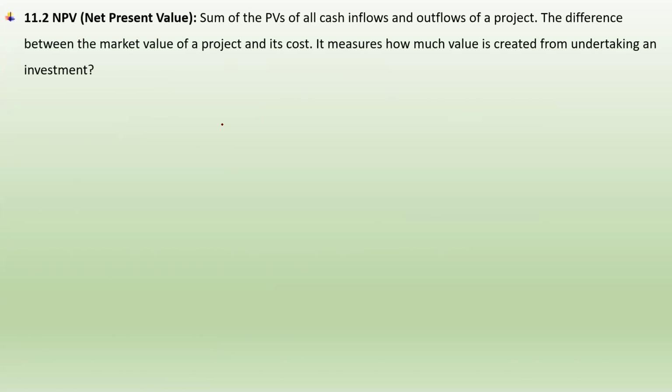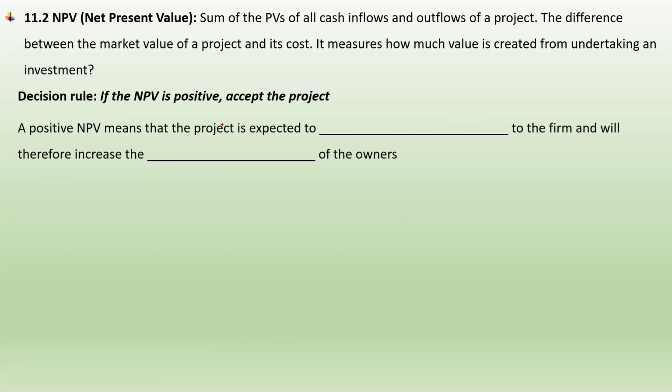So, okay, let's focus on NPV first. NPV, the full name is net present value. It's the sum of the present value of all cash inflows and cash outflows of the project. And then we can measure whether it's positive or negative after we deduct the present value of cost. The rule is that when NPV is positive, it means that the shareholders' welfare is increased. So a positive NPV means the project is expected to add value to the firm and increase the wealth of the owners.